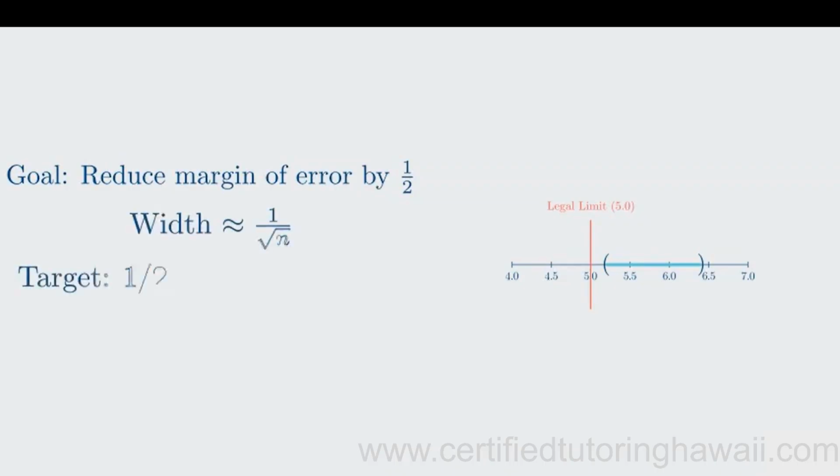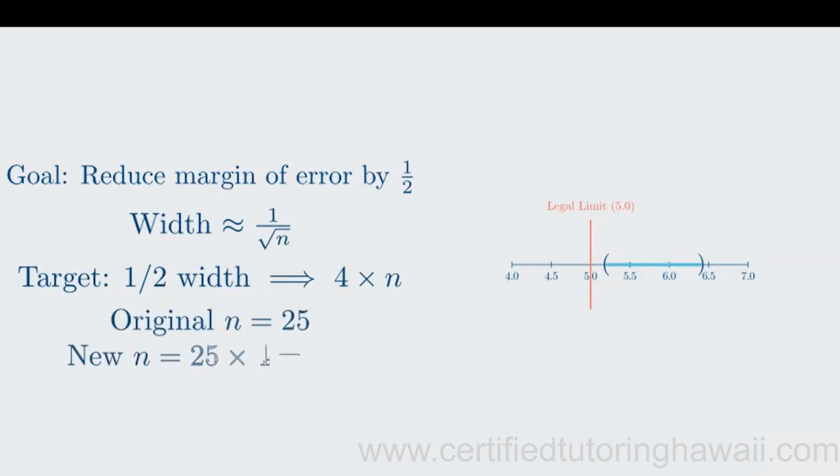What if the agency wanted to be more precise before taking legal action? They decide they want to reduce the margin of error by half. Recall our rule about sample size. The width is approximately proportional to 1 over the square root of n. To cut the width in half, we need to multiply the sample size by 4. By taking 100 specimens instead of 25, the agency can create a much narrower interval. This gives them more precision, which is essential when lives or legal consequences are on the line.